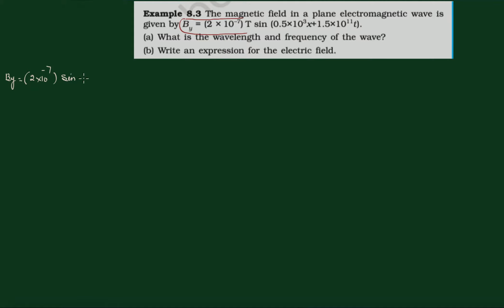sine of 0.5 cross 10 to the power 3 x plus 1.5 cross 10 to the power 11 times t, this much Tesla. These are the SI units of magnetic field.